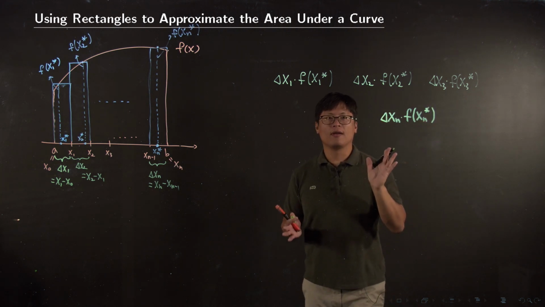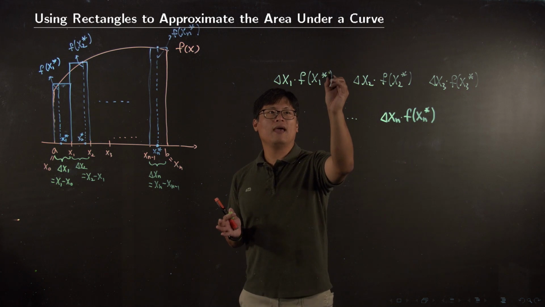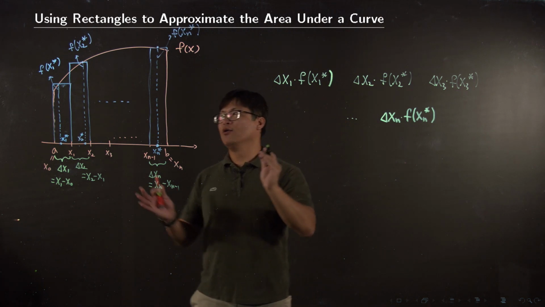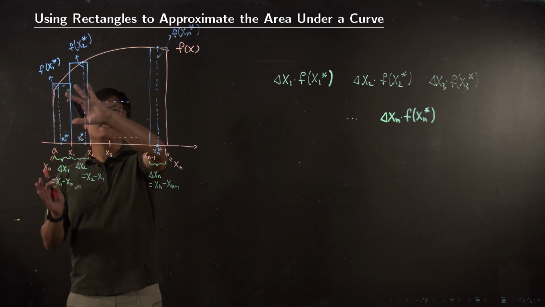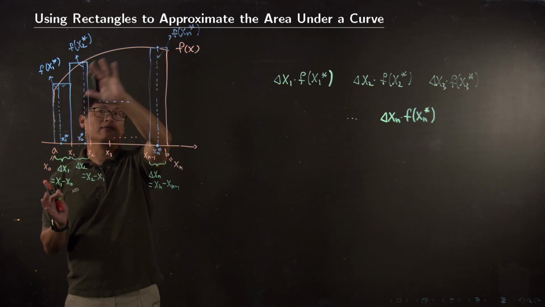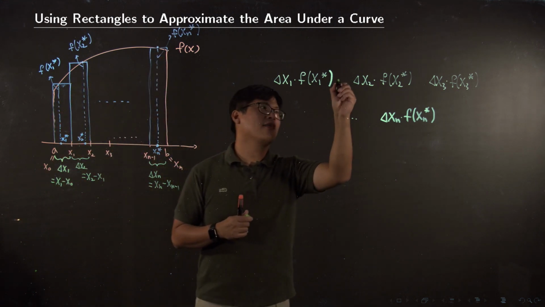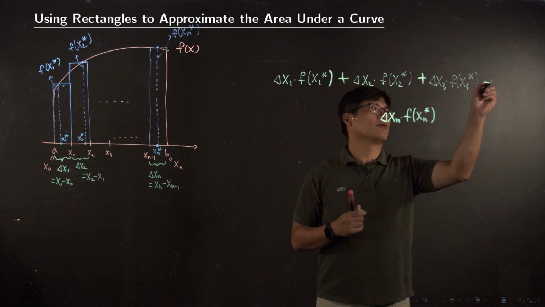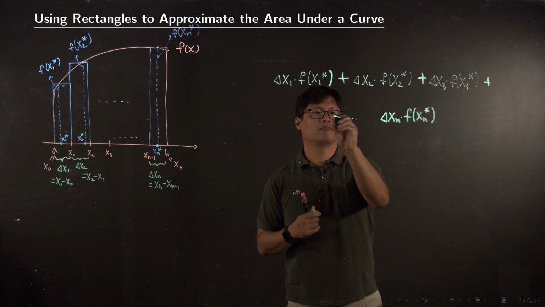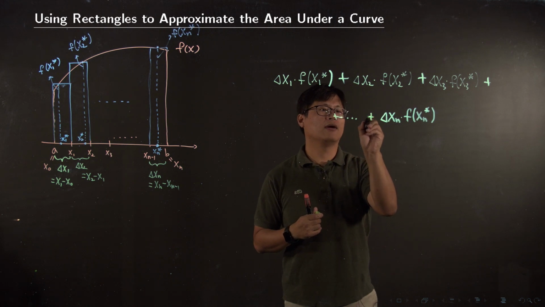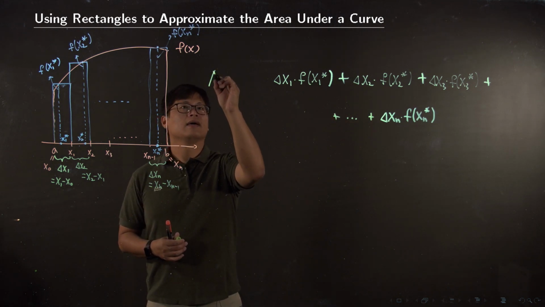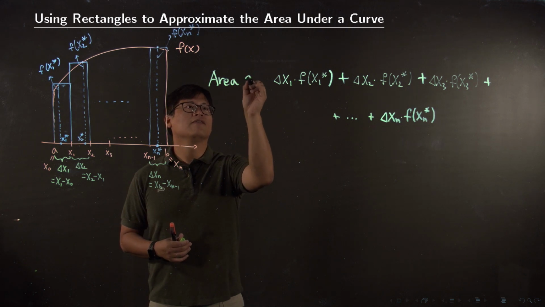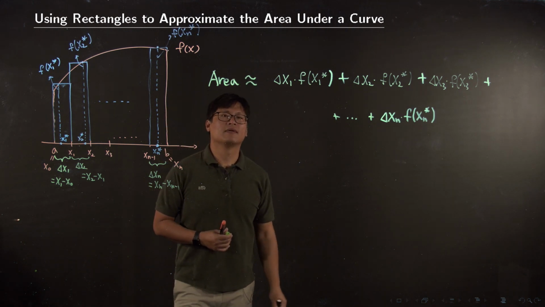Are you with me so far? I keep talking about the area of the rectangles, right? So now, do you agree with me? If I add up all the areas of the rectangles, it could be the approximation of the area under the curve, right? So I'm going to add everything, dot, dot, dot, until the end, right? That's it. So we can say that is an approximation of the area under the curve, right?